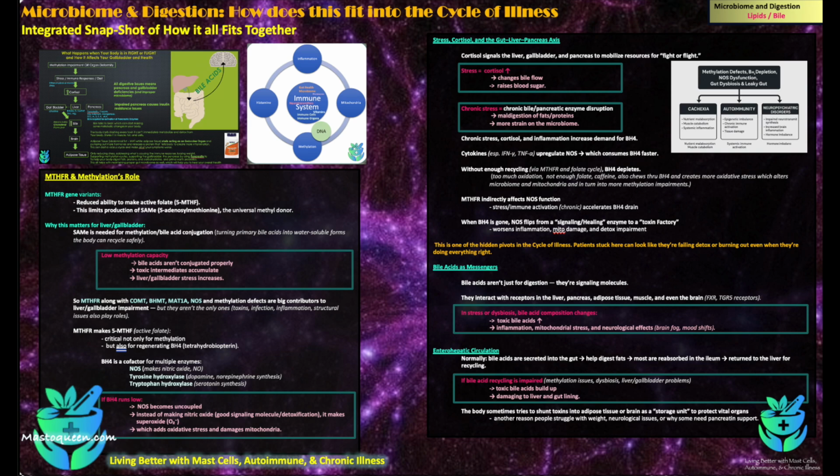Now add stress, and cortisol signals the liver, the gallbladder, and pancreas to go into fight or flight mode, raising blood sugar and straining the microbiome. Chronic stress increases the demand for BH4 and worsens this whole imbalance. And if you've got the MTHFR 1298 on top of it, it's already going to be hampered.